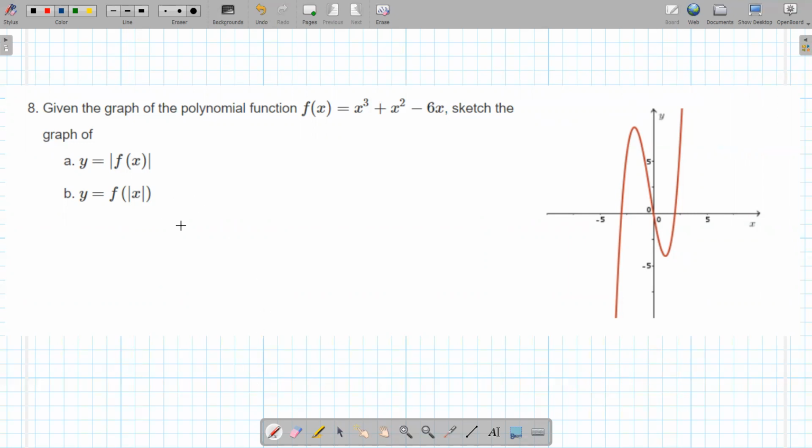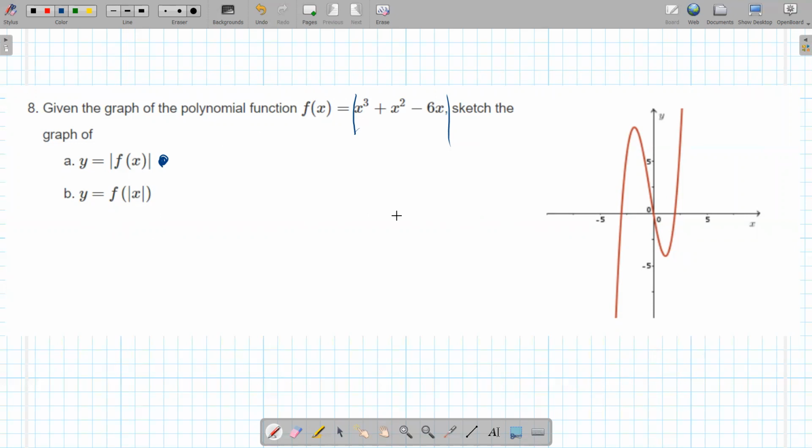The parent function goes like a V, but here this is the absolute value of this. So what does that mean? That means the y values will always be positive. The x values stay as they are. The y values are positive. Cool? Oh, wait, what do you mean by that?